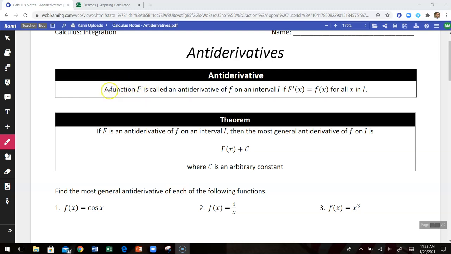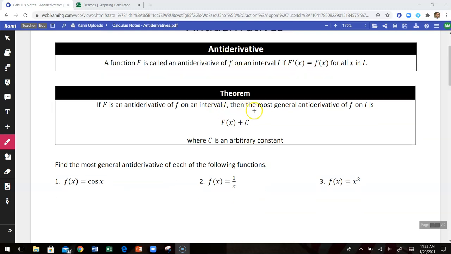Okay, so the way that we're defining an antiderivative is that it is a function that is an antiderivative of another function f if the derivative of the antiderivative is equal to f. So essentially what we're doing is we're working backwards.